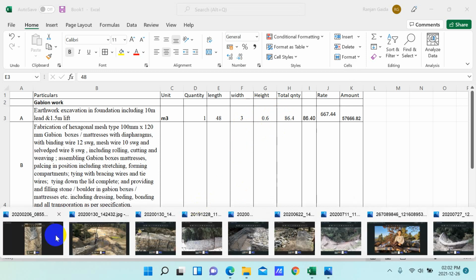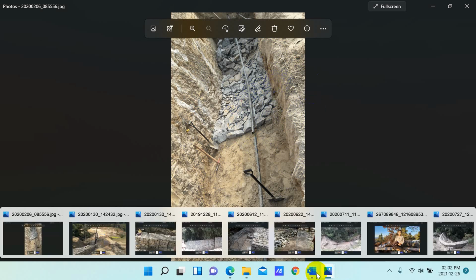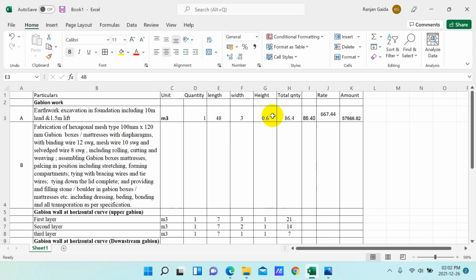So don't get confused. For instance, if this is our ground level, then we are just going to excavate 0.6 meter below from here, and it depends upon the terrain or site that you are going to excavate. Sometimes it may be more than 1 meter, 2 meter, 3 meter to excavate, but in our case we are only excavating 0.6 meter. So I guess there is no confusion till now. By multiplying these three we get the desired total quantity.